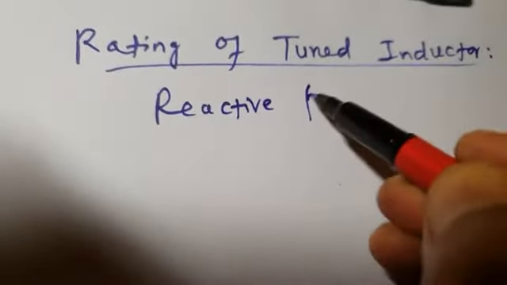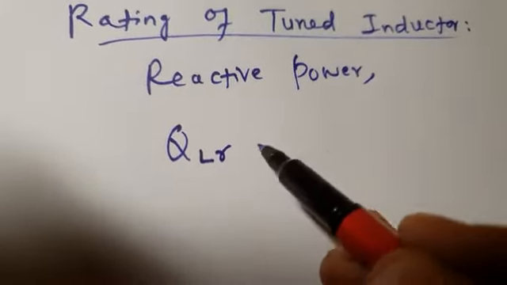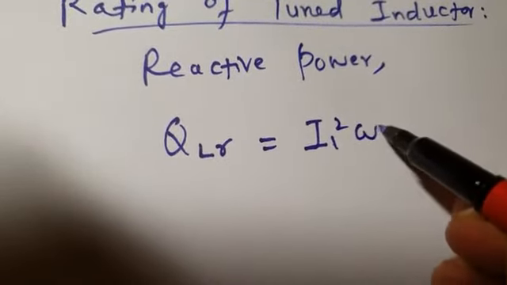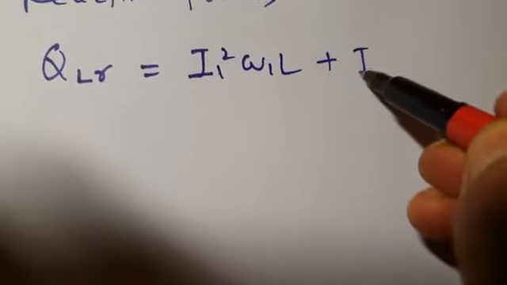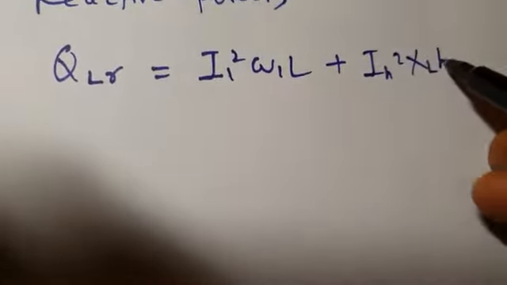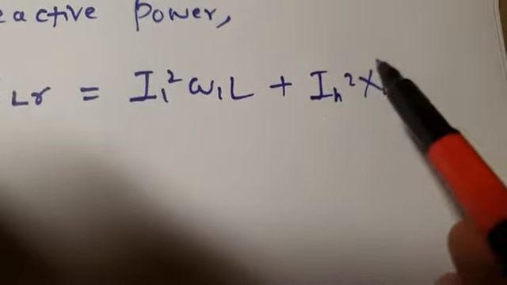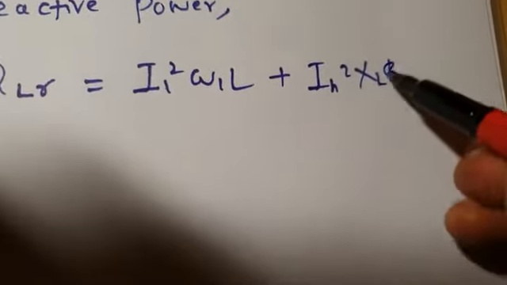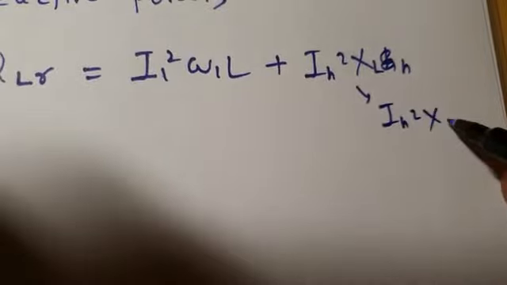How much reactive power is it absorbing? Reactive power absorbed by your inductor, given by QLR, is equal to I square XL, that is I1 square omega 1L, the fundamental reactive power it absorbs, plus IH square XLH. This is the fundamental reactive power absorbed by it, and this is the reactive power at harmonic for the harmonic component of current. Sorry, it is XLH subscript. This is IH square XLH.